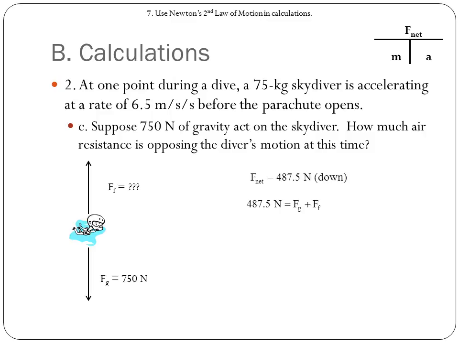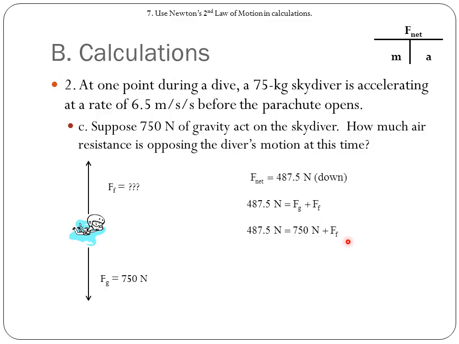Well, I know that a net force is just the sum of all the forces acting on an object in a particular direction. Now in this case, I'm talking about the vertical direction, up and down, so that net force has to be equal to the gravitational force plus the friction force. So if I plug in the numbers, I know the net force is 487.5 newtons. That has to be equal to the gravitational force of 750 newtons plus that frictional force.